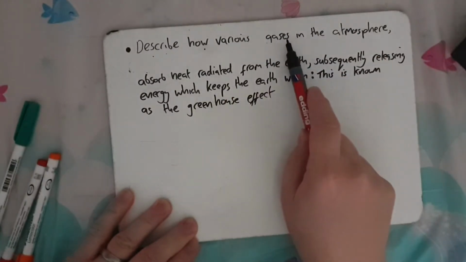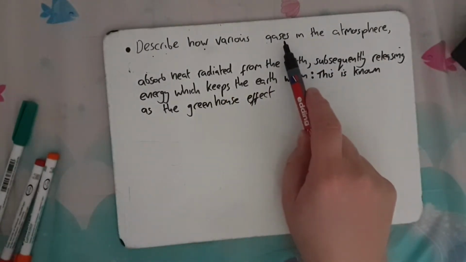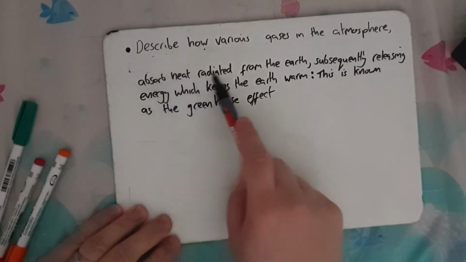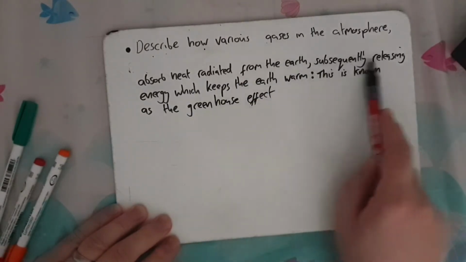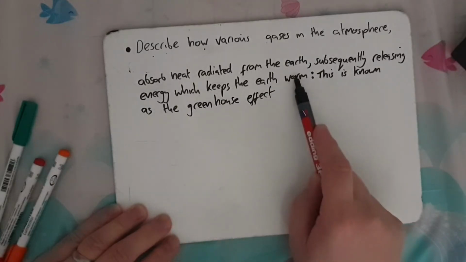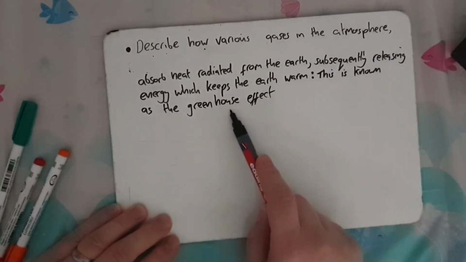So various gases in the atmosphere, we know what they are: carbon dioxide, methane, and water vapor. What are they doing? They're absorbing heat radiated from the Earth. Okay, we talked about that. And then they release that heat and it keeps the Earth warm. So this is known as the greenhouse effect.